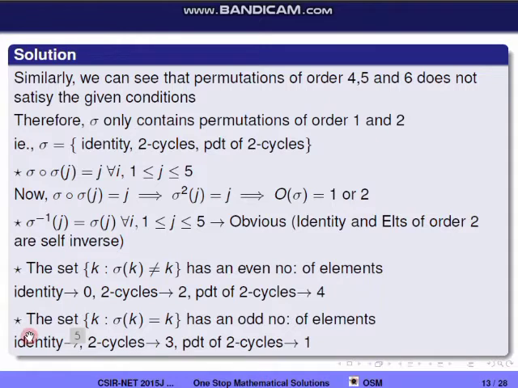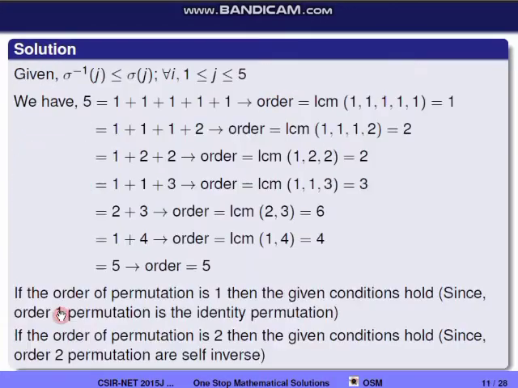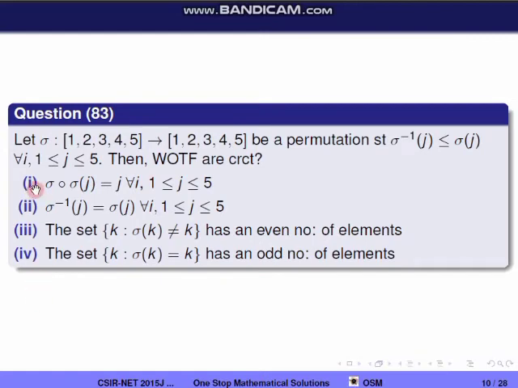Fourth option: the set of K such that sigma of K is equal to K has an odd number of elements. The identity satisfies this condition for all elements, so the identity contains 5 elements. A 2-cycle has 3 such elements. A product of 2 cycles has only 1 such element. So all of them contain an odd number of elements, so this option is also true. So now we'll check the correct options. The correct options are all the 4: 1, 2, 3 and 4.